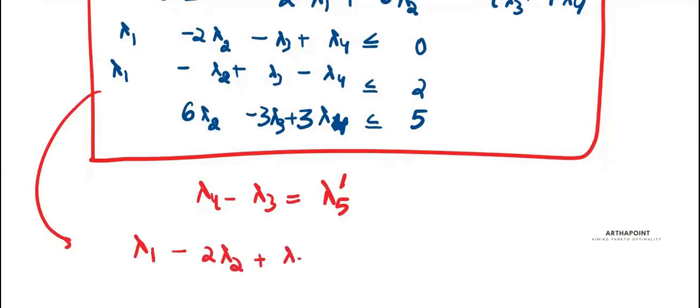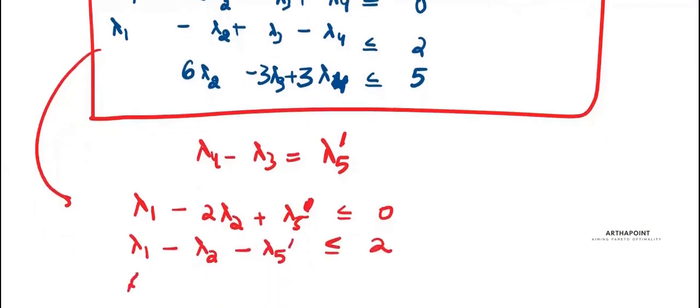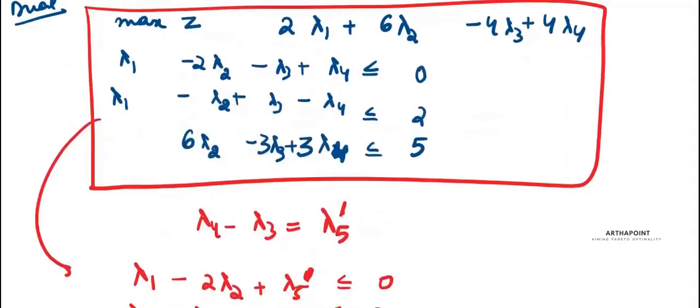lambda 2 plus lambda 5 dash less than or equal to 0. Your second equation will become lambda 1 minus lambda 2, and then minus lambda 5 dash less than or equal to 2, and your third equation will become minus 6 lambda 2 plus 3 lambda 5 dash less than or equal to 5, and your objective function will also change: 2 lambda 1 plus 6 lambda 2, and then plus 4 lambda 5 dash. This will be your function.